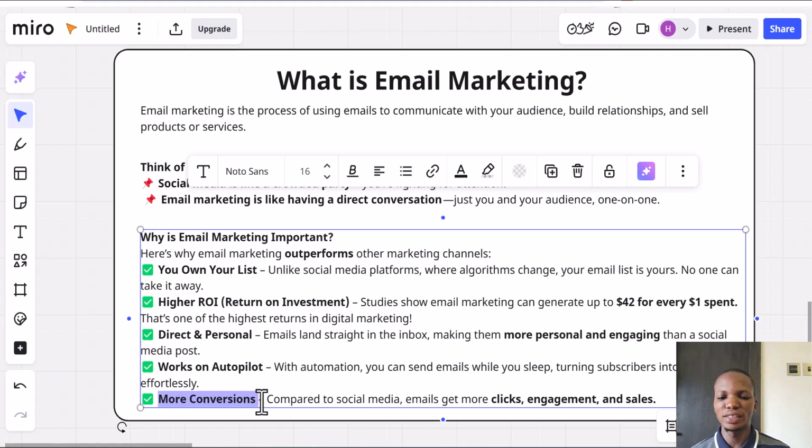And then finally, the main reason why email marketing is important, maybe I should not say the main reason, but one of the core reasons is because of more conversions.